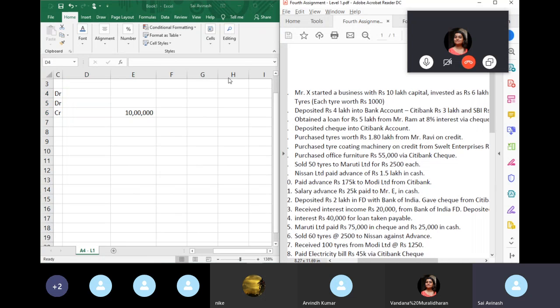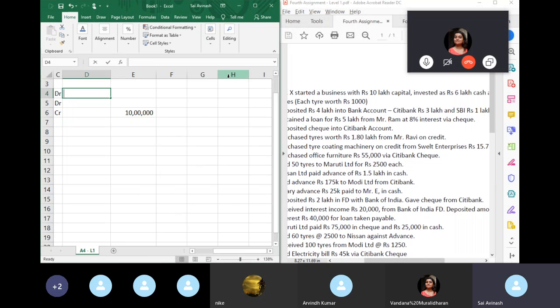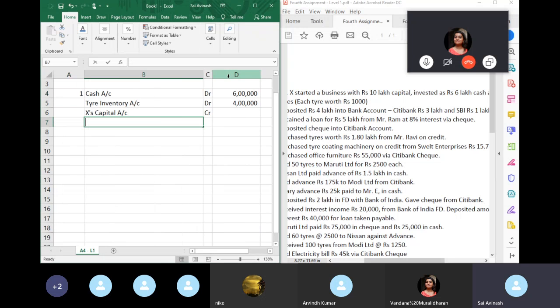And correspondingly, 6 lakhs cash and 4 lakhs inventory. Okay. And I'm not going to bother writing the narration. You guys know what to do.